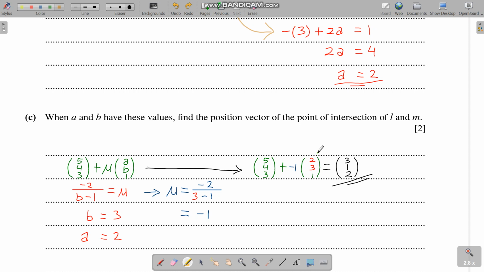So therefore, the intersection point would be 5 minus 2, which is 3. 4 minus 3, which is 1. 3 minus 1, which is 2. So we have the intersection point.